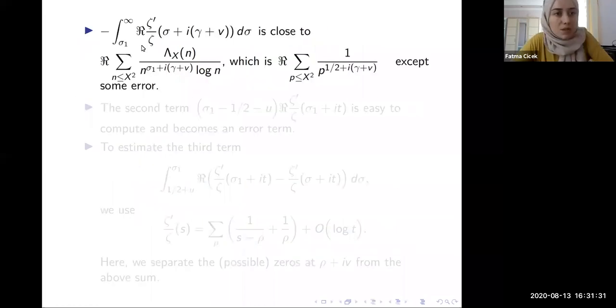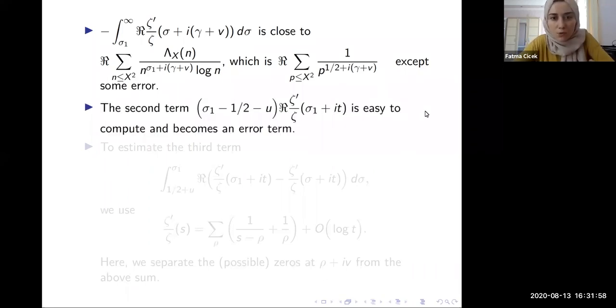So the first one is from sigma 1 to infinity. And for the logarithmic derivative, we had a nice expression there. So we just integrate that, and then we find the purported Dirichlet polynomial, a real part of a Dirichlet polynomial, from that integral. The second term is easy to compute because zeta prime over zeta at sigma 1 plus it is known. It has a known approximation, so we can approximate this easily as well.